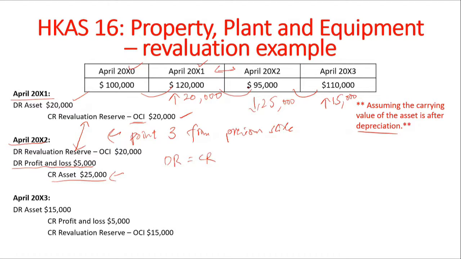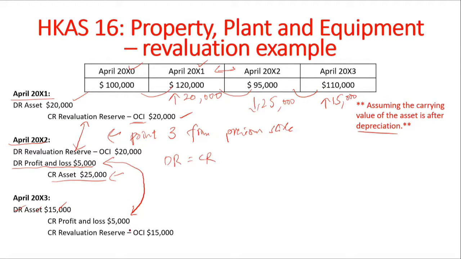Then from April 2002 to April 2003, the asset's value went up by 15,000. The asset went up by 15,000. So of course, what you will do is debit asset by 15,000. And then what will happen is the previous loss will be reversed. But it has to be a maximum of 5,000.